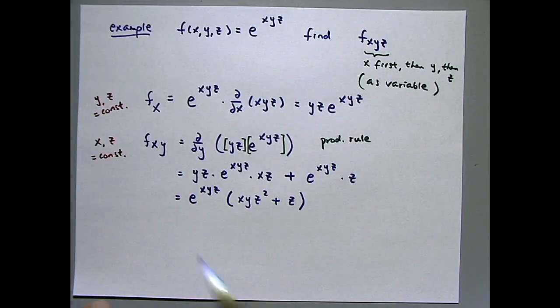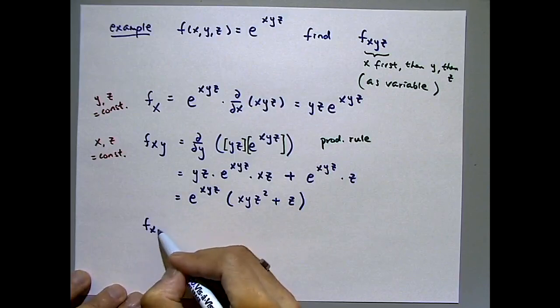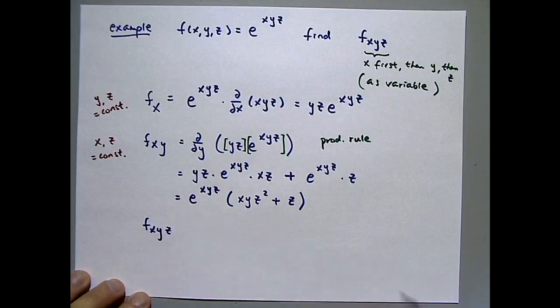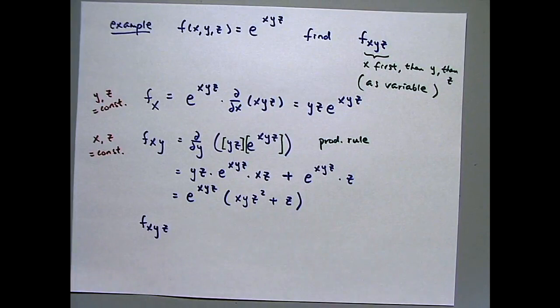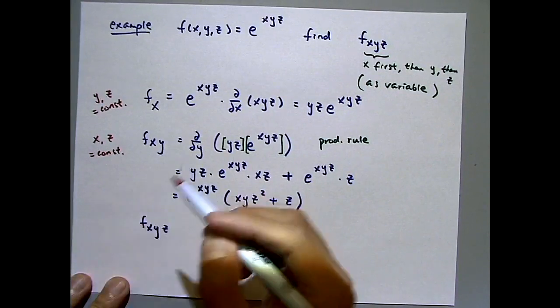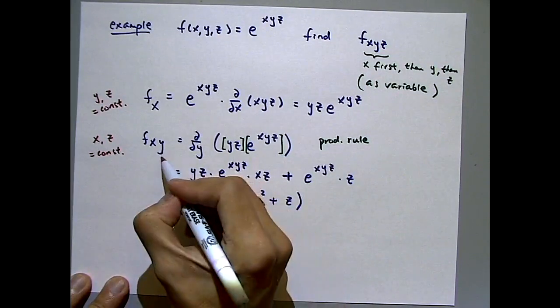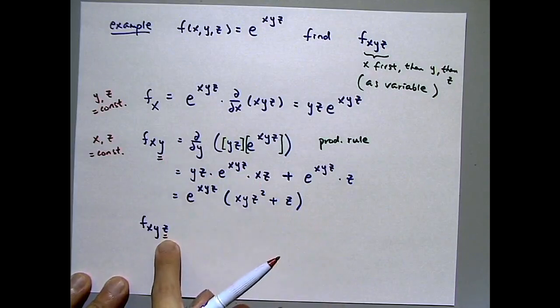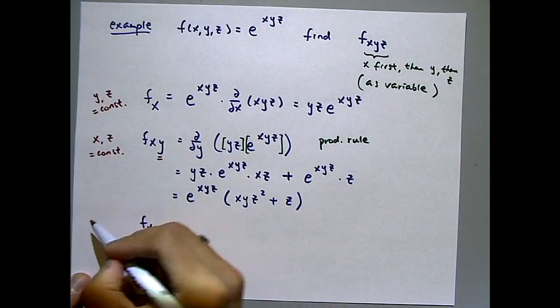Do it one more time. f_xyz. This means the last one is the live variable. z is a variable. x and y are constants.